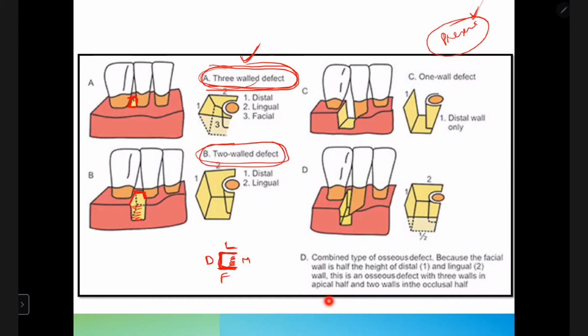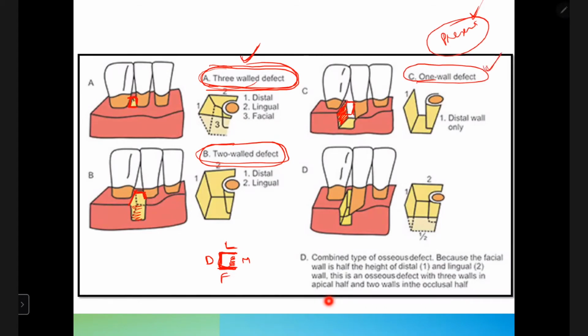Now coming to the 1-wall defect. We have seen that indication, right? In a 1-wall defect, only 1 wall is present. As you can see here, only the distal wall is present. We don't have the lingual wall, the facial wall, or the mesial wall, right? So only 1 wall is present, so it is called a 1-wall defect.